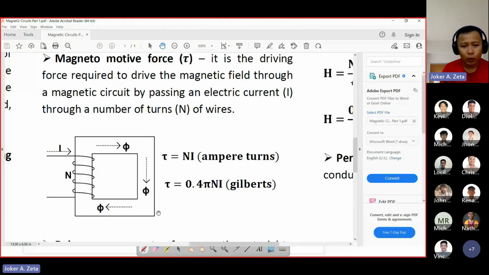To determine the magnetomotive force, you use the formula tau is equal to Ni in ampere-turns, or you use 0.4 pi Ni in Gilberts. The first formula is in SI units, and the second, in Gilberts, is in CGS units. So magnetomotive force has both an SI unit and a CGS unit. Again, you have this formula.